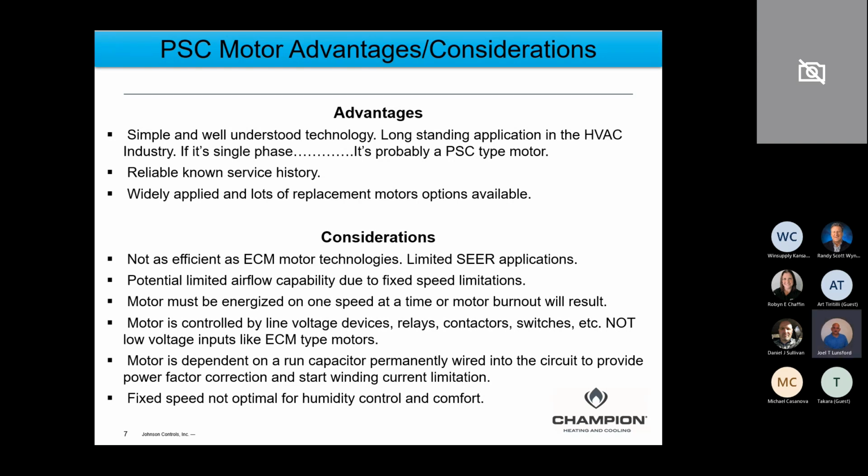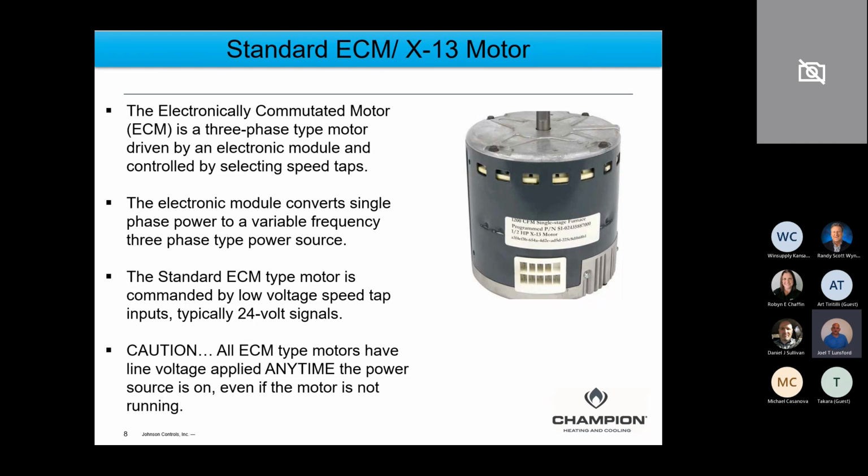Okay. Well, let's take a look at our standard ECM motor, also called an X13 motor. This motor is an electronically commutated motor. That just means it's a three-phase type of motor that's going to be driven by an electronic module and controlled by selecting particular speed taps. Typically these standard ECM motors are going to have about 5 speed taps.